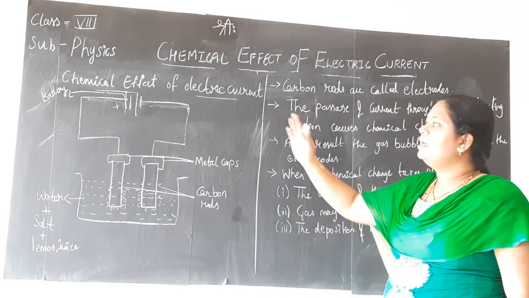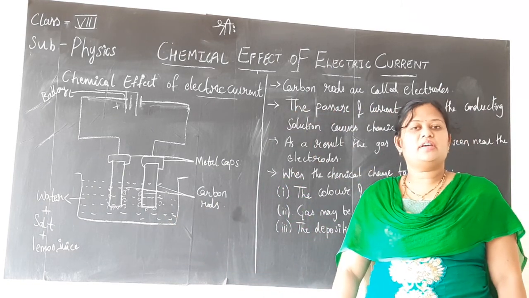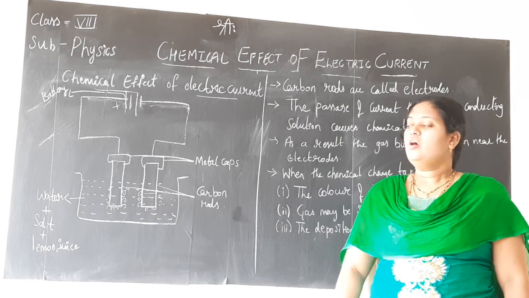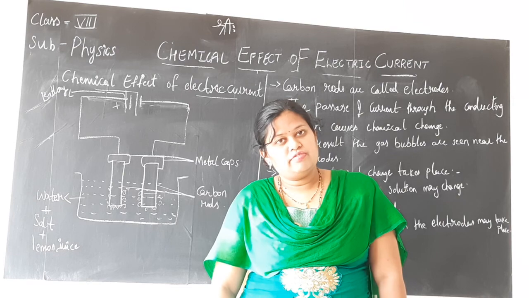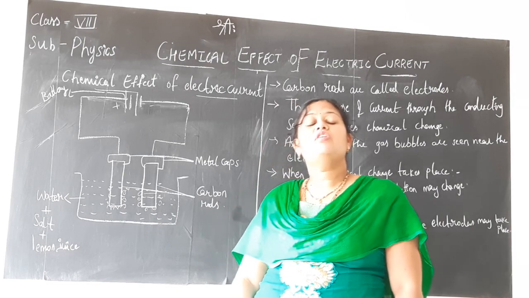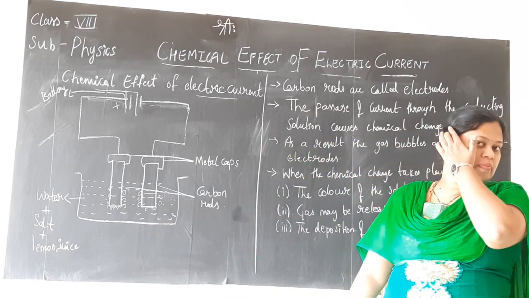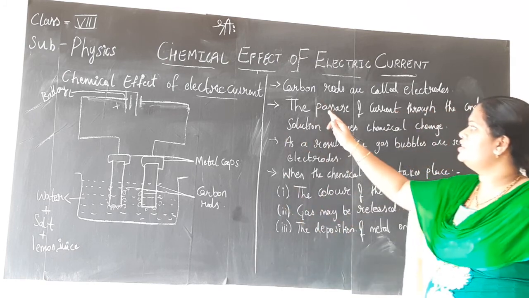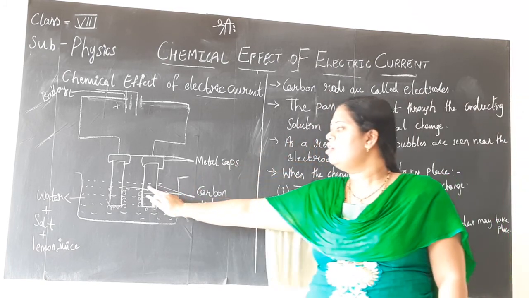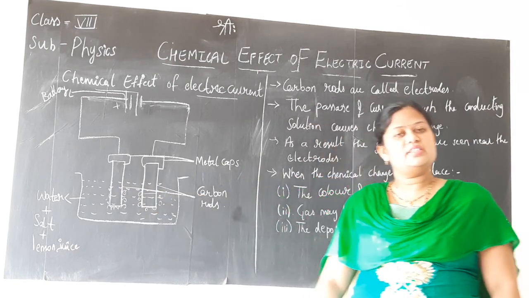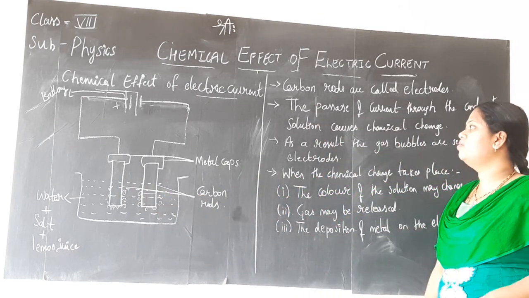This is called the chemical effect of electric current. Only if gas bubbles are formed, we don't call it a chemical effect of electric current. But also, a few other changes may take place. What does that mean? First, we will study. Carbon rods are called electrodes. Just now I said, the carbon rods you have inserted are called the electrodes.